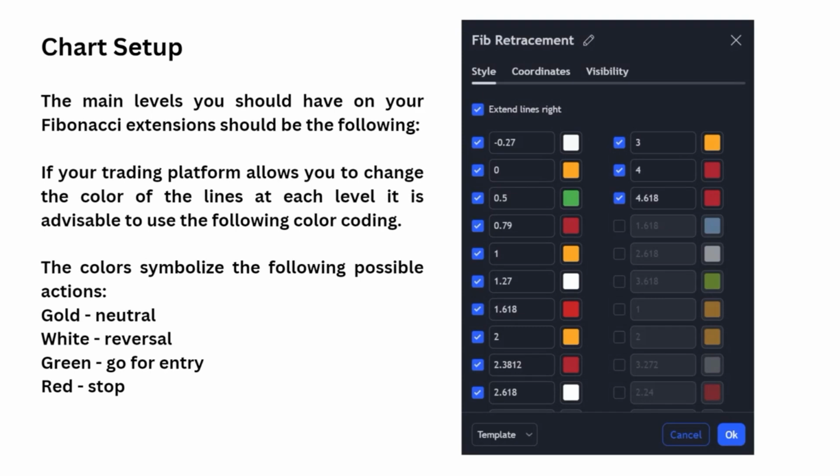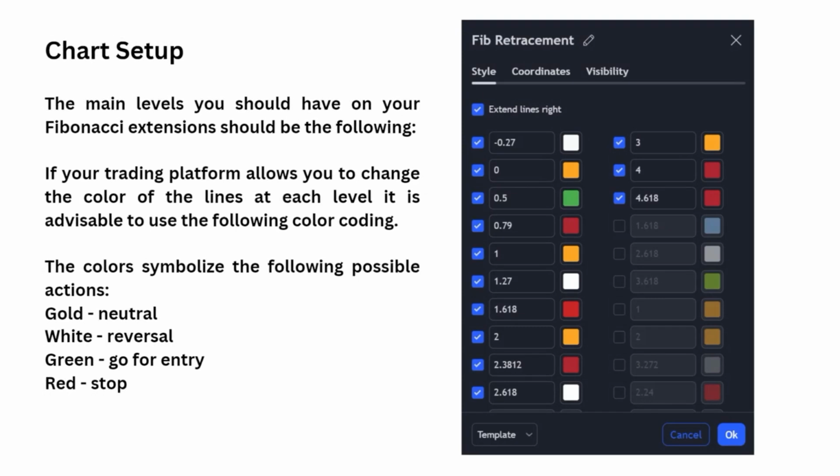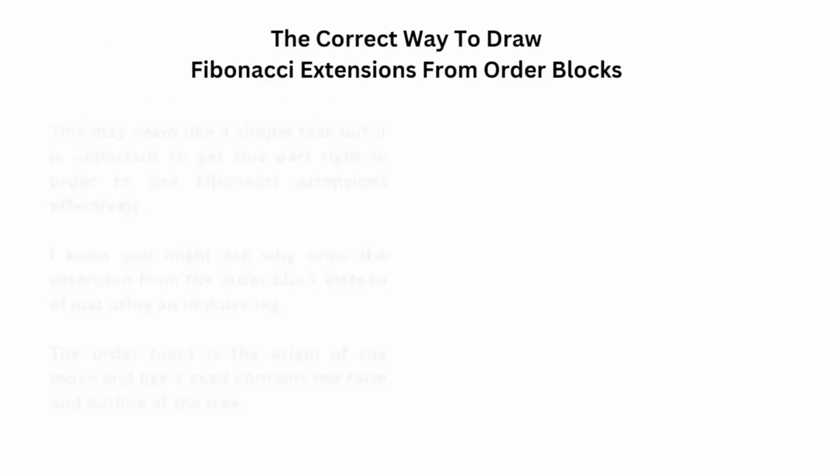Chart setup. The main levels you should have on your Fibonacci extensions should be the following. If your trading platform allows you to change the color of the lines at each level, it is advisable to use the following color coding. The colors symbolize the following possible actions: gold, neutral; white, reversal; green, go for entry; red, stop.